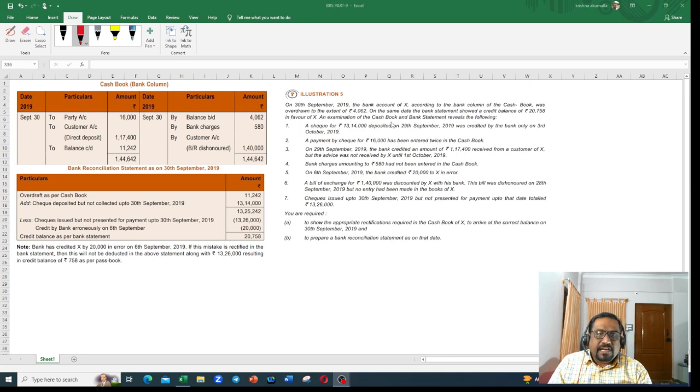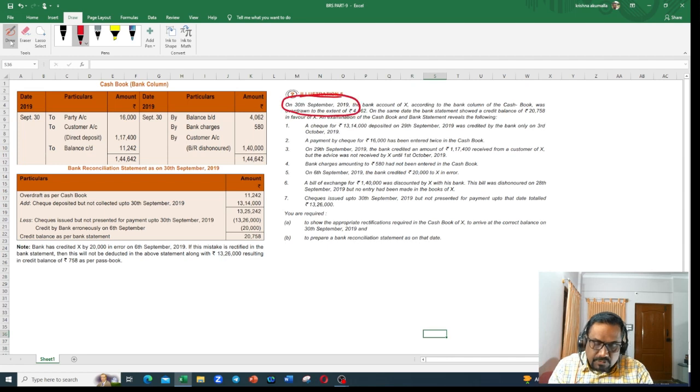An examination of the cash book and bank statement reveals the following. They did the examination and identified the following mistakes. Number one, a check of 13,14,000 deposited on 29th September 2019 was credited by the bank on 3rd October 2019. This date is very important, guys. Checks deposited before 30th September 2019. This date is very, very important.